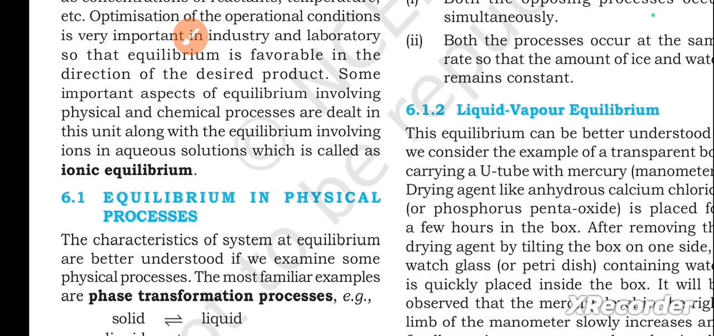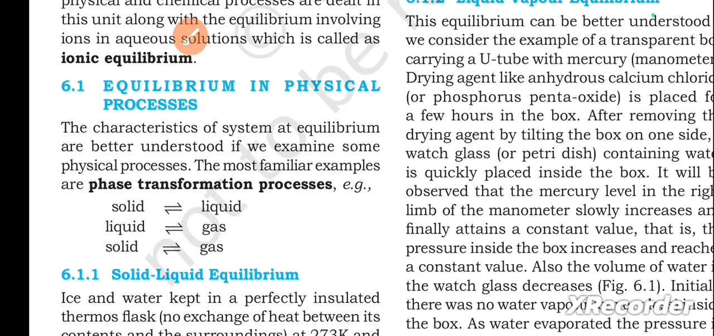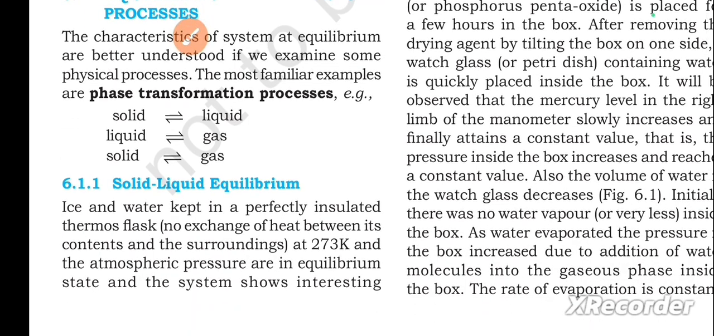Some important aspects of equilibrium involving physical and chemical processes are dealt with in this unit, along with the equilibrium involving ions in aqueous solutions, which is called ionic equilibrium. Next, equilibrium in physical processes. The characteristics of a system at equilibrium are better understood if we examine some physical processes. The most familiar examples are phase transformation processes. Example: solid to liquid, liquid to gas, solid to gas. These are all reversible processes.